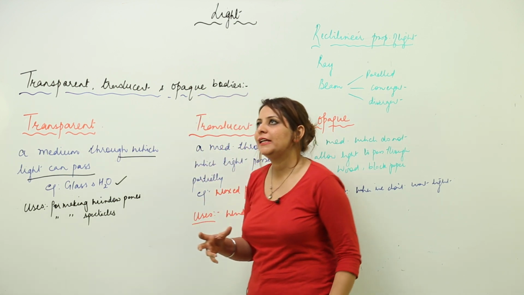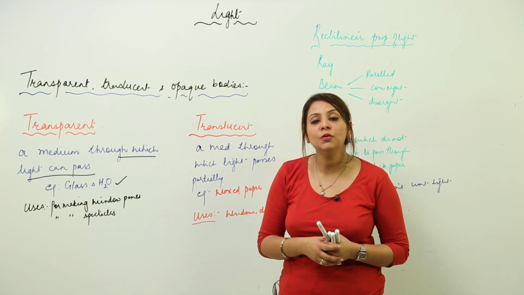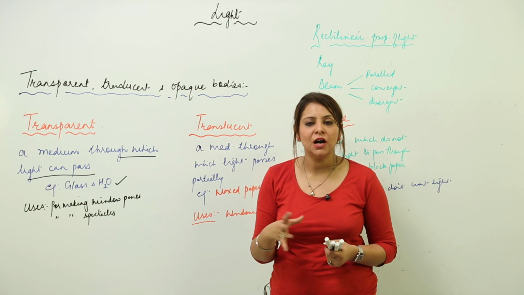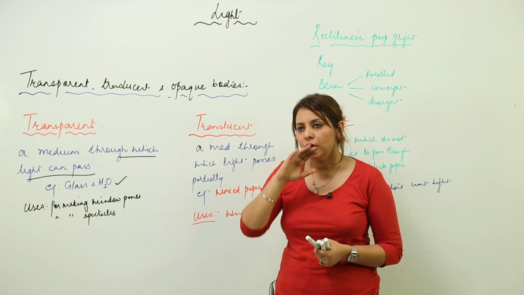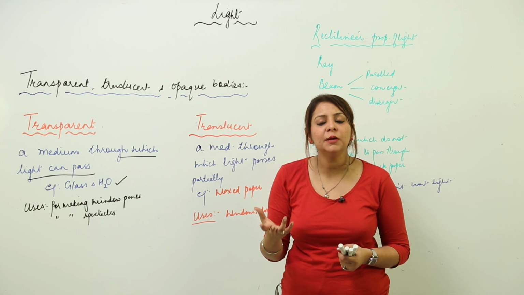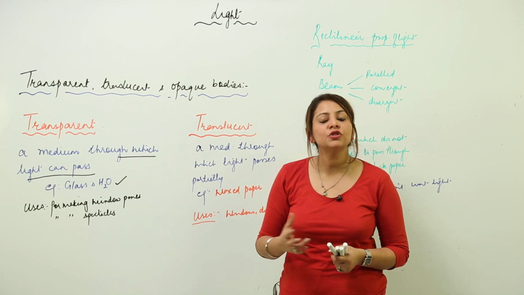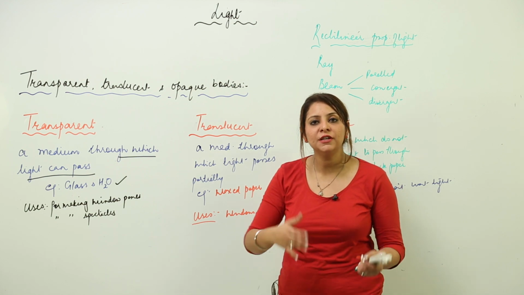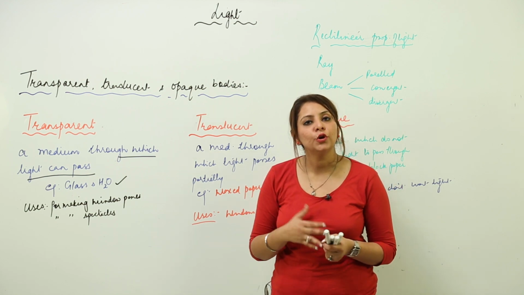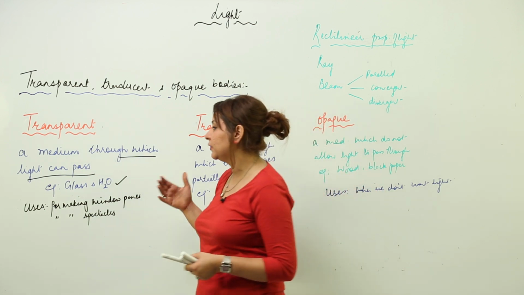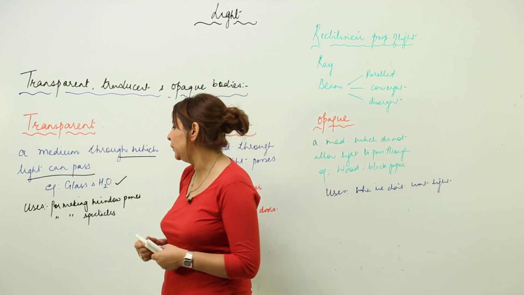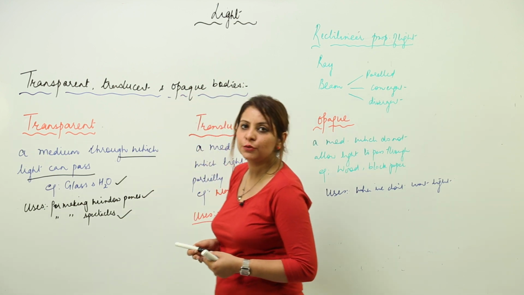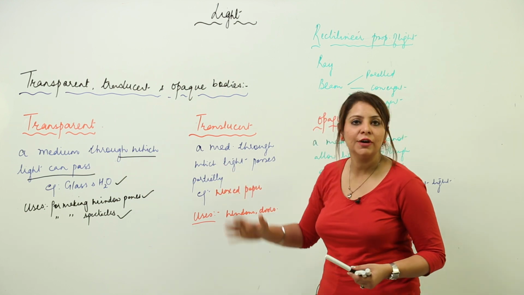But sometimes transparency is affected, by impurities present around, or fog, or suspended particles and suspended impurities. They affect the transparency. Otherwise, by nature, a transparent substance is meant to allow all light rays to pass through it. Because of its properties, it is used in making window panes, and in making the spectacles that you wear to correct your eyesight. So this is what a transparent substance is.